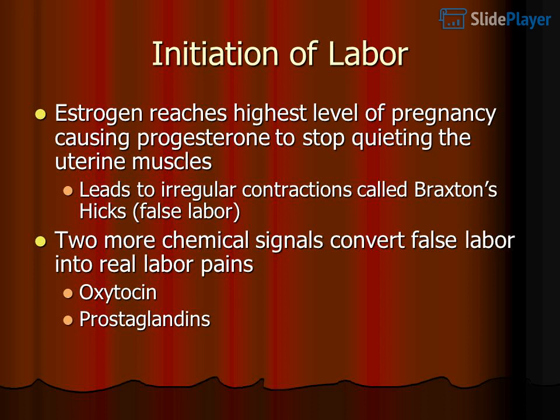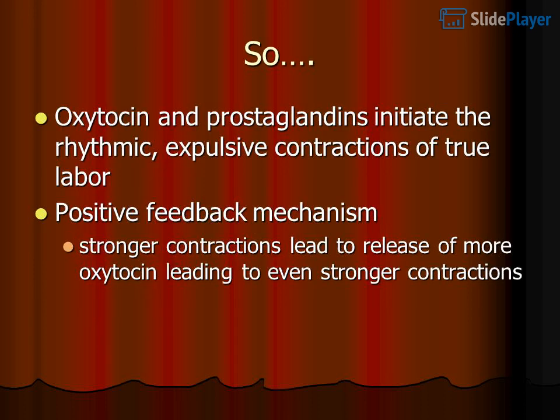Oxytocin. Prostaglandins. So, oxytocin and prostaglandins initiate the rhythmic, expulsive contractions of true labor. Positive feedback mechanism: stronger contractions lead to release of more oxytocin, leading to even stronger contractions.